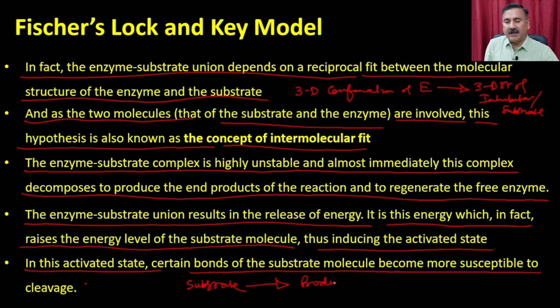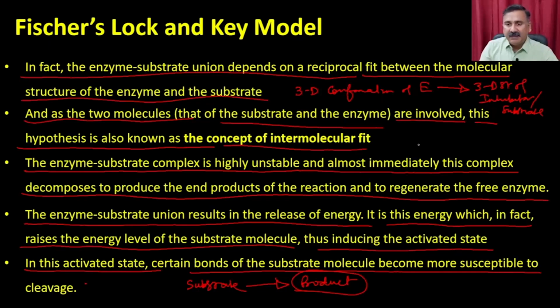Now remember that as soon as the substrate is converted into the product, it will not have exactly the identical three-dimensional structure as the substrate, and that's how the product is going to have a lower affinity for the active site. That's how the product is released from the enzyme, and it frees the enzyme, and that free enzyme is going to start binding a new substrate, and that's how this cycle will continue.